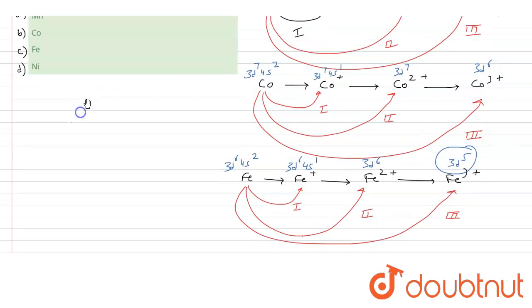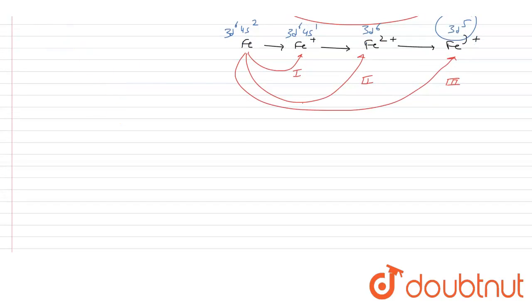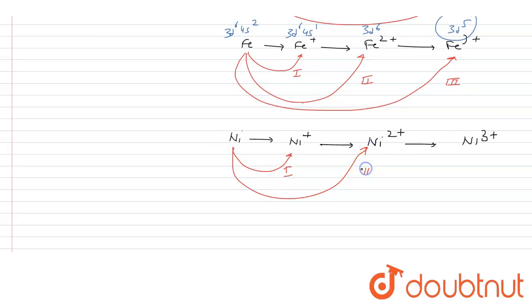Now let's check the next element, that is nickel. If I lose one electron, it becomes Ni+. If I lose another electron, Ni becomes Ni2+, and if I lose another electron, it becomes Ni3+. From nickel to Ni+ is our first ionization energy, from nickel to Ni2+ is our second ionization energy, and from nickel to Ni3+ is our third ionization energy.